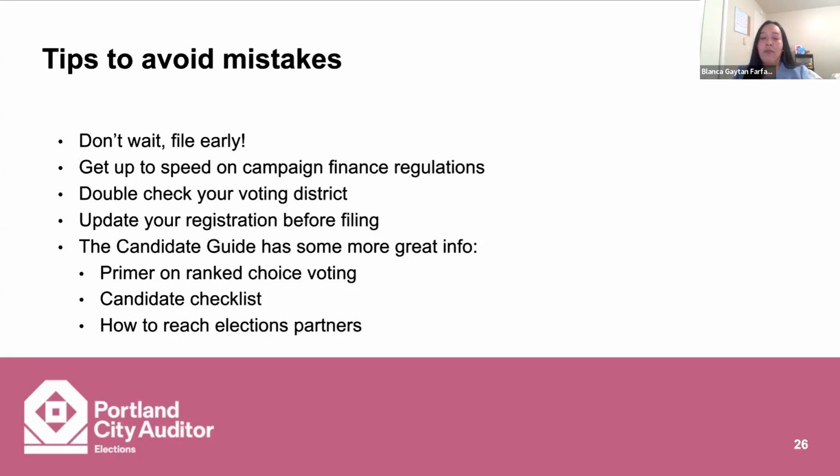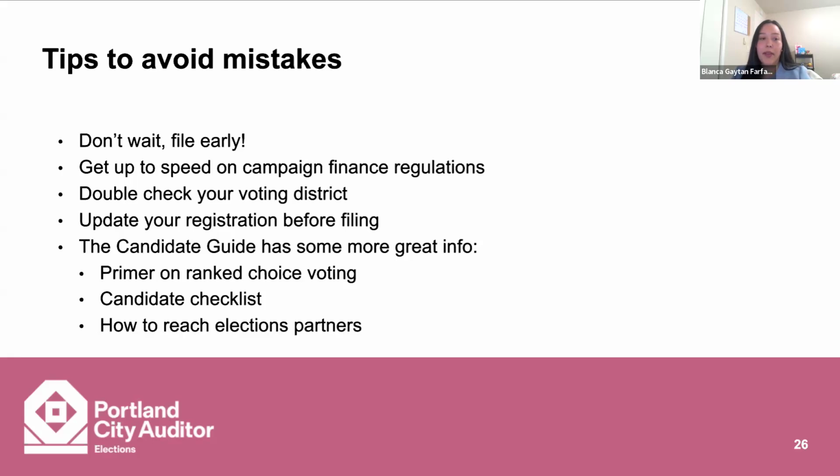Lastly, the candidate guide has some great information for you to review. Aside from the candidate filing methods and all the other content we covered today, it includes a primer on ranked choice voting education. You want to make sure that you're informed on ranked choice voting and how it works as you are talking to voters. It also includes a candidate checklist, a good checklist of all the steps that you should complete as you are preparing to run for office. It also has information on how to reach other elections offices like the county, the Secretary of State, the Small Donor Elections Program, as well as many other links to different forms, deadlines, and important dates.